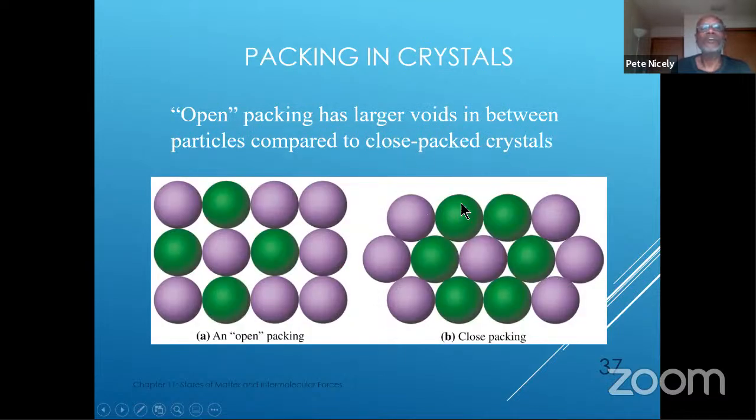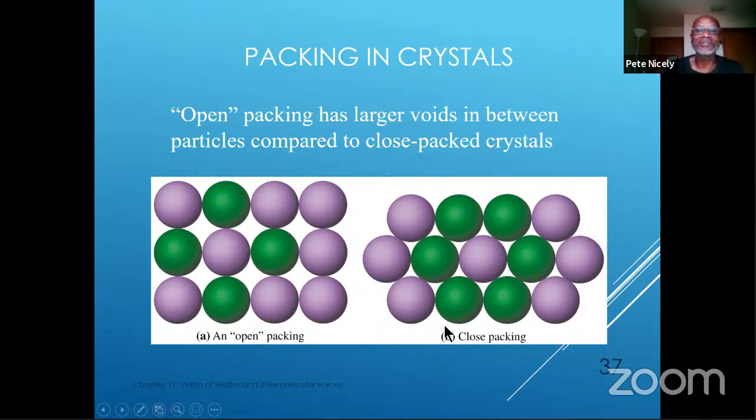Now, what we're going to look at is the different possibilities in terms of how these particles are packed, all right? If you're looking at one layer situation, then there are 2 types of packing. You have what is known as the open packing, which is shown here on the left, and then you have what is known as the closed packing.